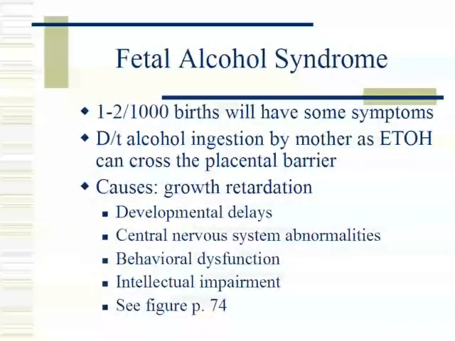They have shown that fetal alcohol syndrome occurs in 1 to 2 out of every 1,000 live births, and those children will have some symptoms. It's due to alcohol ingestion by the mother, as alcohol can cross the placental barrier. It causes growth retardation, developmental delays, central nervous system abnormalities, behavioral dysfunction, intellectual impairment, and the child itself actually looks different. And you can see that in a picture that is on page 74.